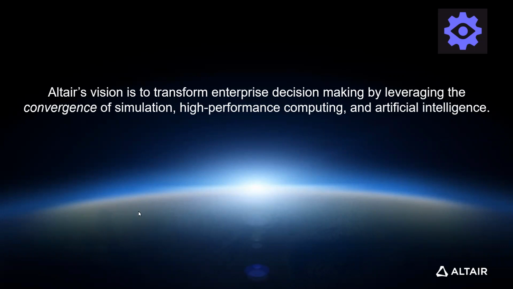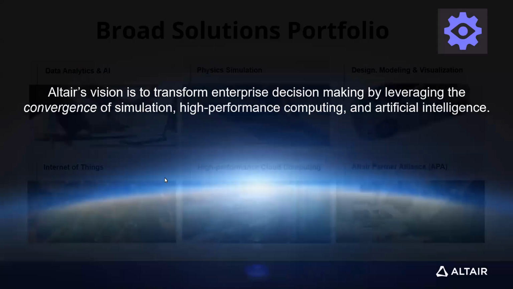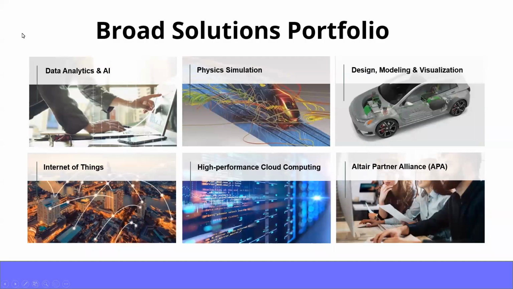So we wanted to have this webinar to really address those questions and make sure that people understand who Altair is and really what their vision is. And the vision is to transform the enterprise. And by enterprise, that doesn't just mean large corporate conglomerates, but small and medium-sized businesses as well. Their decision-making by really converging simulation, high-performance computing, and artificial intelligence. So now we're getting into the next generation of iterative design and FEA and what that looks like and how these tools work together.